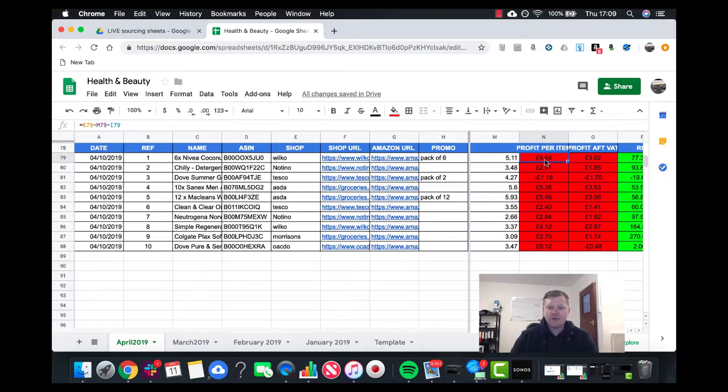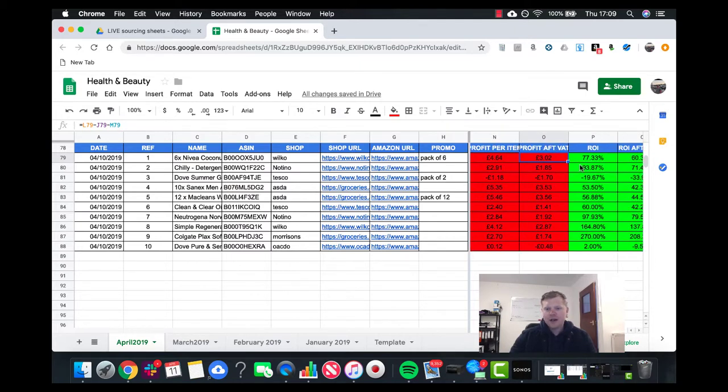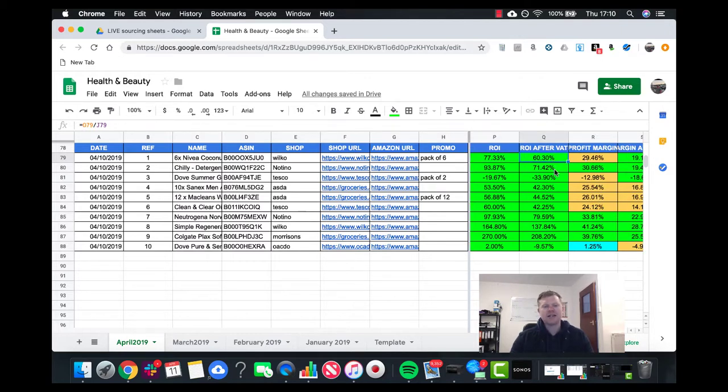So this is for if you're non-VAT registered, like we've mentioned, and if you are VAT registered like myself, this is what you're going to make instead, which is the £3.02. So £3.02 off a £5 purchase is not bad going, guys. That's a decent return. Next we have is the return on investment, the percentage that you're making on the ROI. If you're not VAT registered, then you're making 77% return on investment, which is great. If you are VAT registered, then you're making 60% return on investment, which again is great.